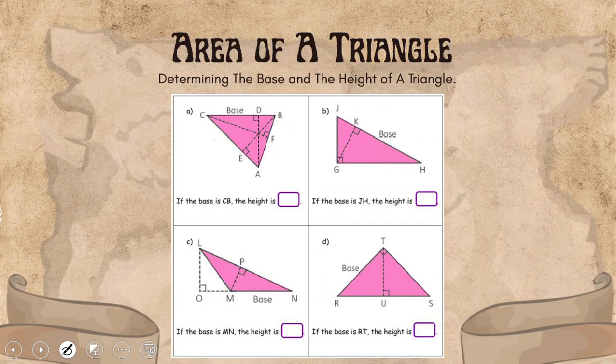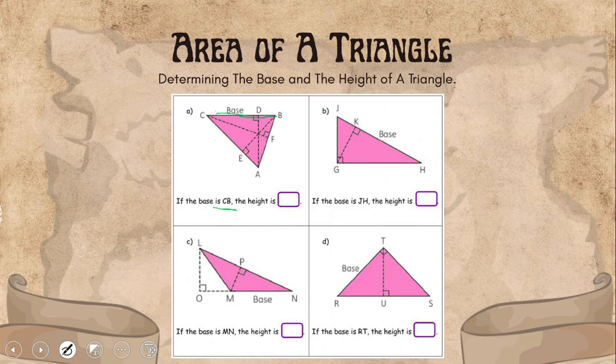So first we will look at how we determine the base and the height of a triangle. For example, you have A here. They give you the base is CB. Okay, the base is CB. That means it's right here. So that is your base. Now, where will the height be?